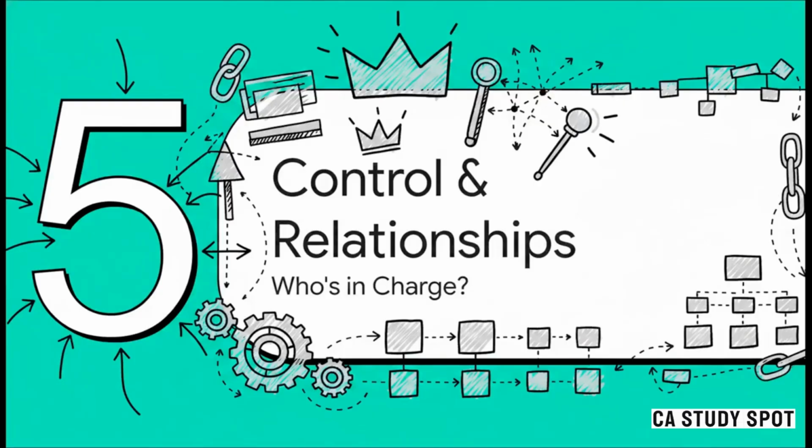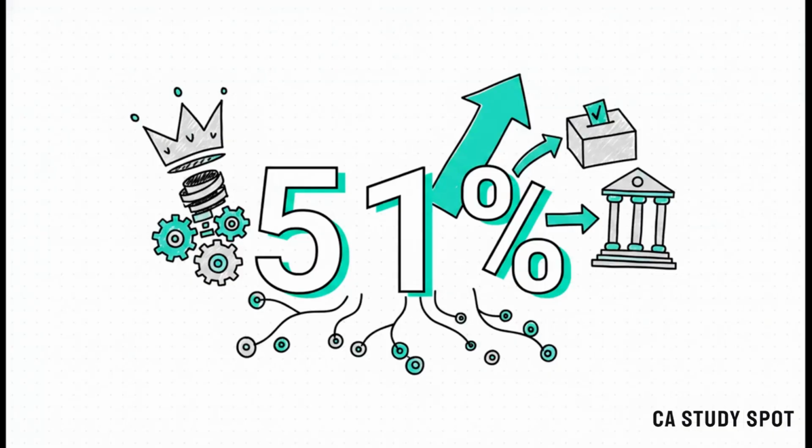Okay, for our last section, let's zoom in on how companies are defined by who owns them and how they're connected to each other. This is all about figuring out who's really calling the shots. 51%. Remember this number. In the world of business, it's the tipping point. Once you own more than half, you have the majority. You have the control.